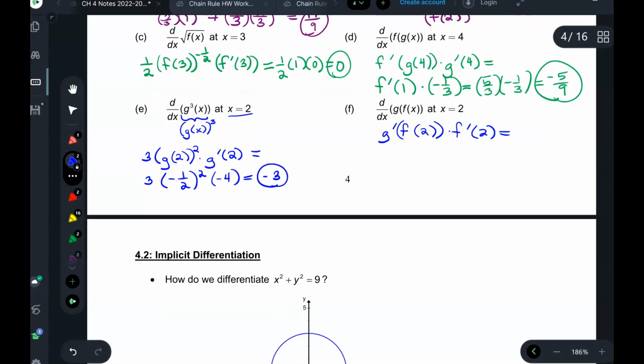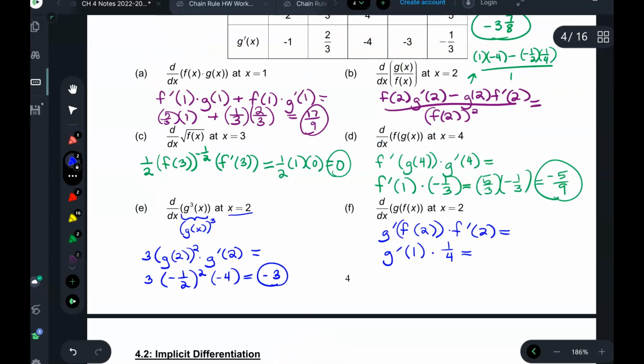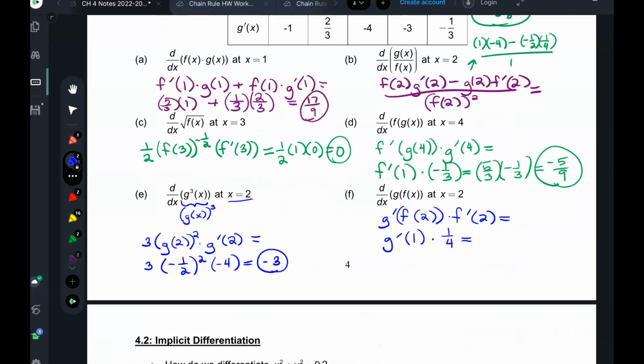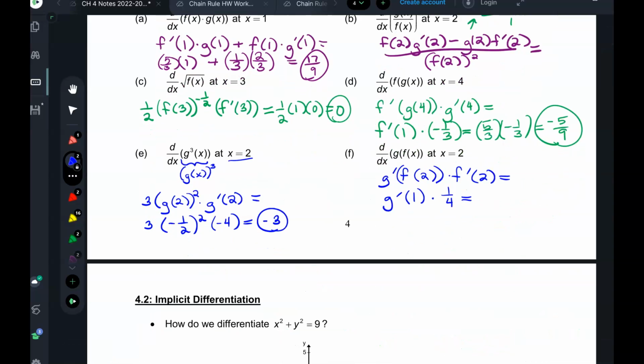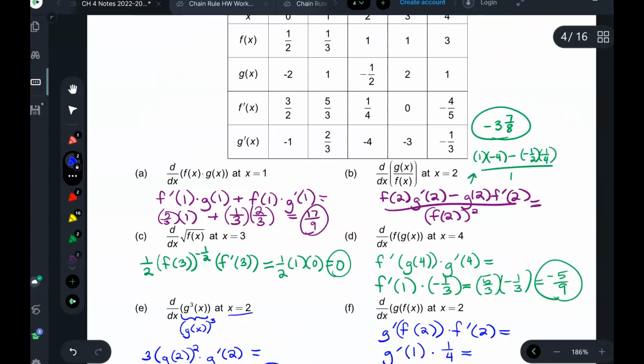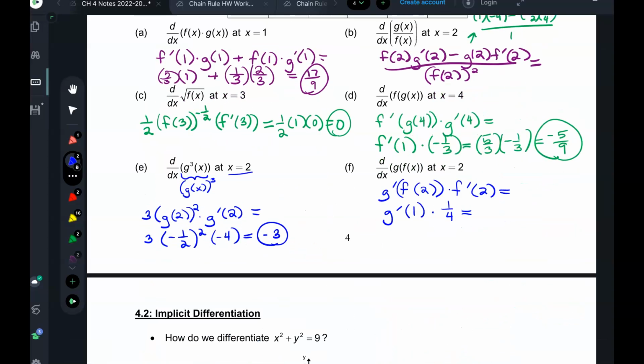Yeah? Good. And what's, so f of 2 is 1? Oh, f of 2, it's 1. So I have to figure out what f of 2 is. Now I do g prime of 1 times a 4th. So what's g prime of 1? 2/3? Sorry. 2/3? Yeah. Times 1/4?